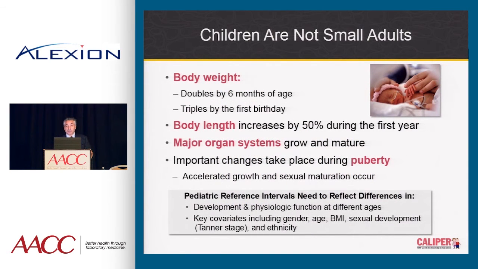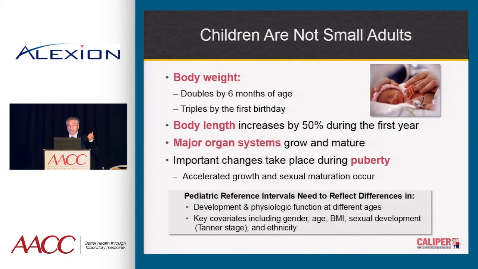But as pediatric clinical biochemists, we always say children are not small adults. If you look at children, there are huge changes that occur in infancy, in childhood, and during adolescence. And these changes can lead to significant changes in the biochemical markers that we measure. For example, body weight doubles within the first 6 months and triples within the first year. The body length increases significantly, of course, as the child grows.